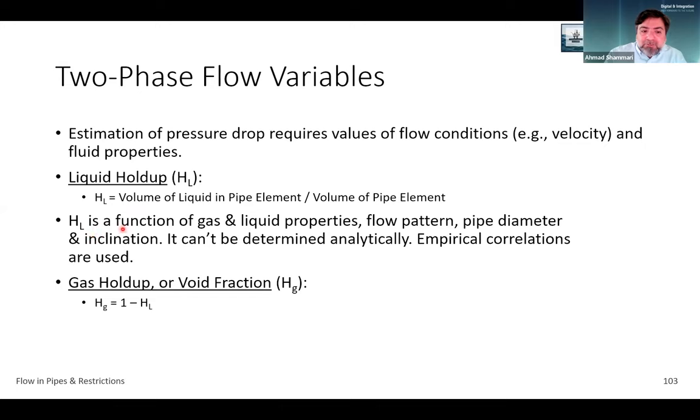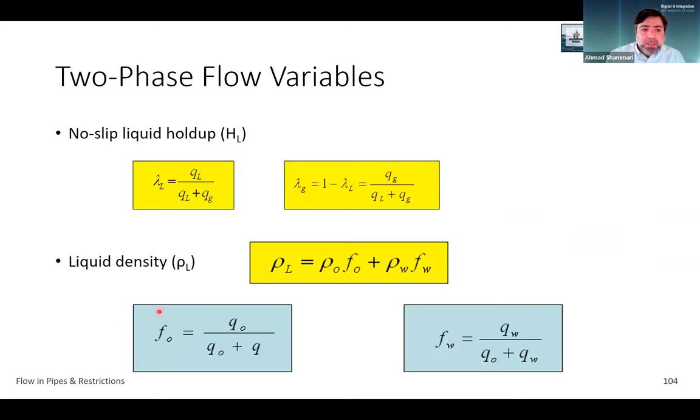So let me just explain more. Holdup is a function of gas and liquid properties, flow pattern, pipe diameter, and the inclination. It cannot be determined analytically. Only empirical correlations are used, okay? So this is the holdup. There are a number of correlations out there just to calculate the holdup. So if this is the liquid holdup, what is the gas holdup? The gas holdup is nothing but one minus the liquid holdup, okay?